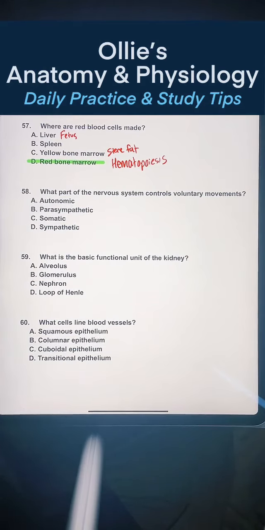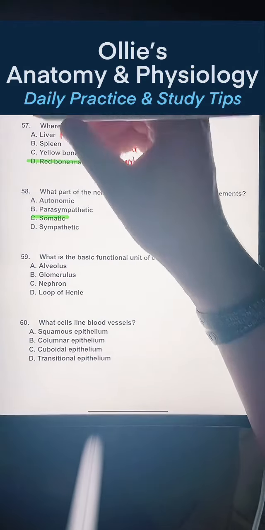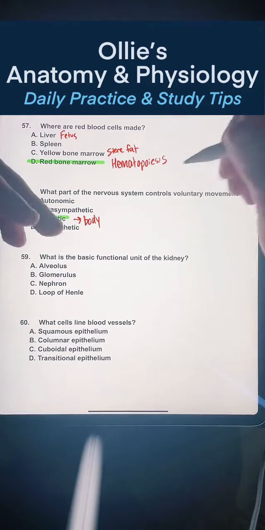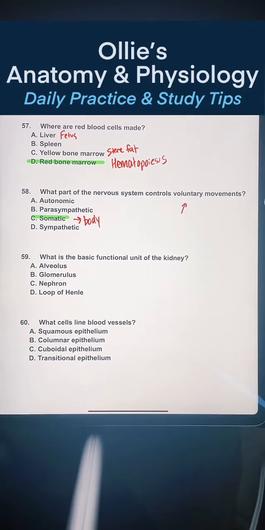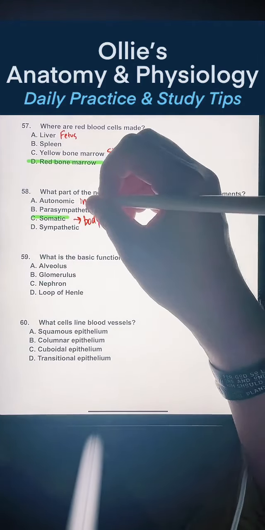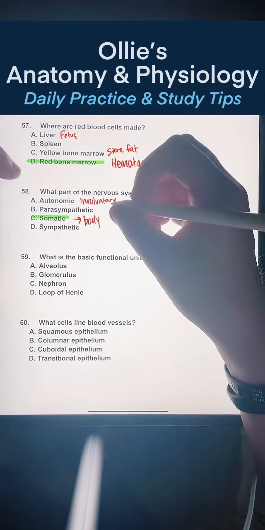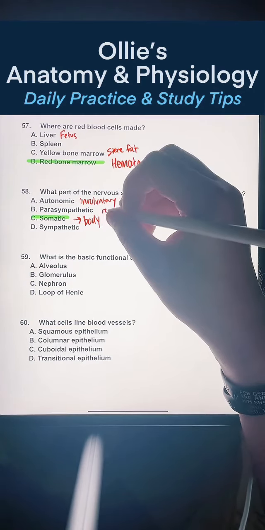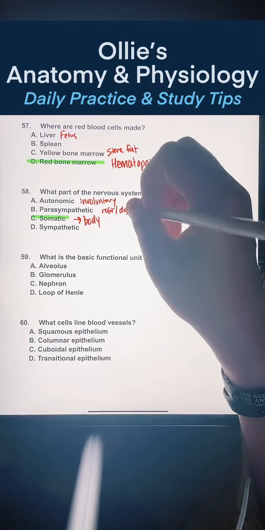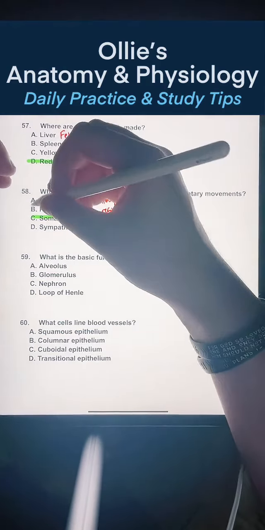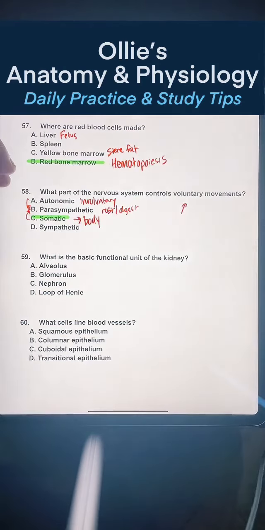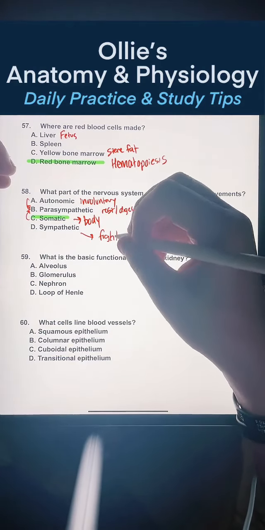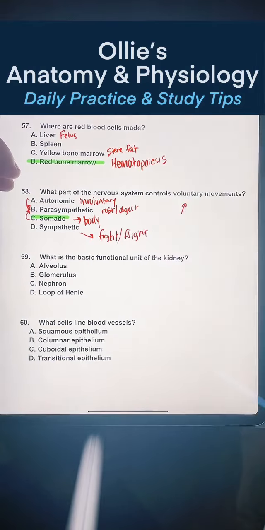But 58, the answer is C. It is the somatic nervous system. So the word somatic is going to mean body. So your body moves. So when you move your body, that is going to be a voluntary movement. Autonomic is the involuntary. Parasympathetic, like we talked about, was our parachute, slowing down. Para means stop in Spanish. Parachute, slow down. Rest and digest. But the somatic and the autonomic, these are branches of the nervous system. And then the sympathetic is our fight and our flight.